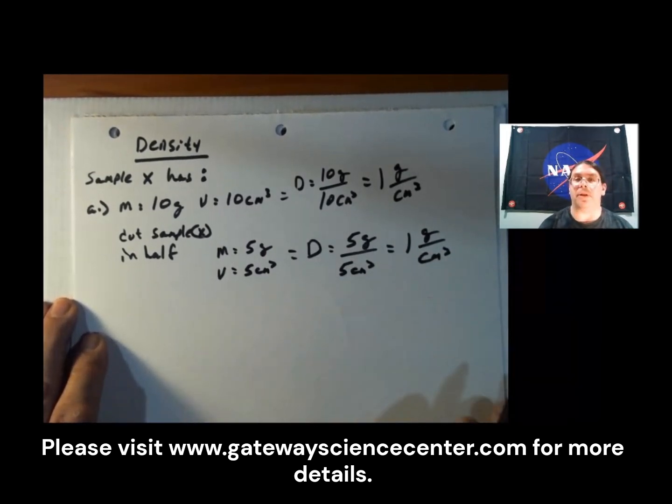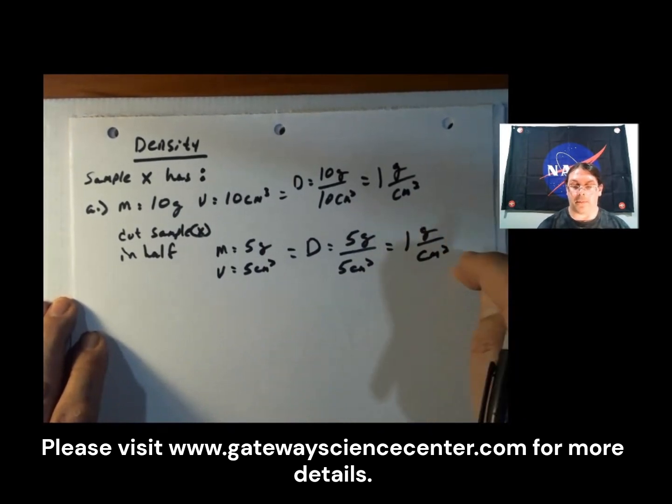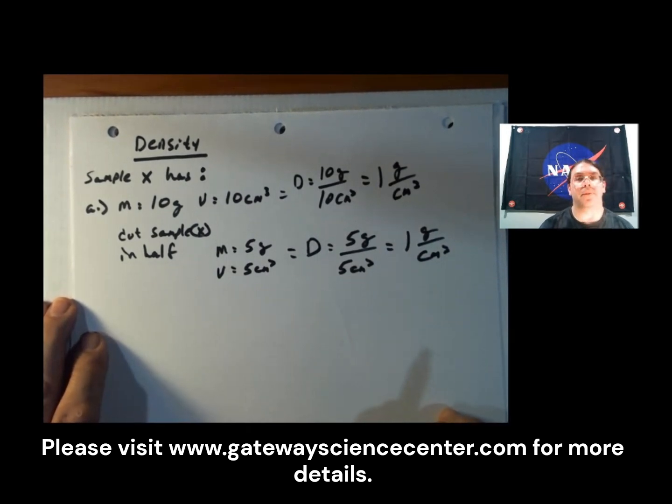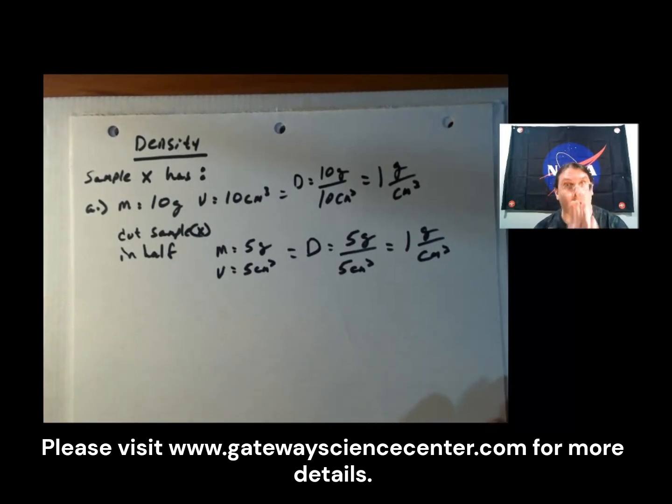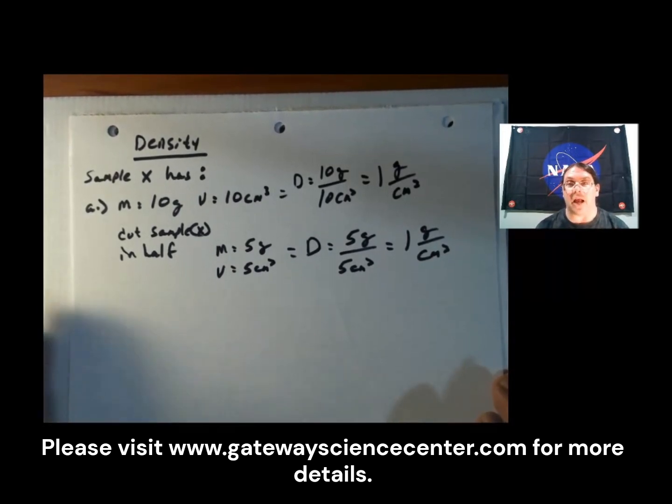If I cut the sample in half again, the density will be 1 gram per centimeter cubed. If I cut the sample in half again, and again, and again, and I keep doing this, my density remains the same. So the object's density, when we're measuring it at room temperature, and that's important, and you're going to find out why, but right now just know it's important, the density of the object is constant.